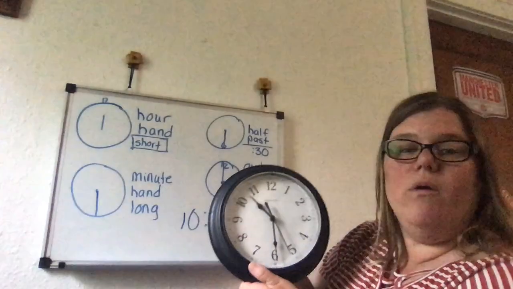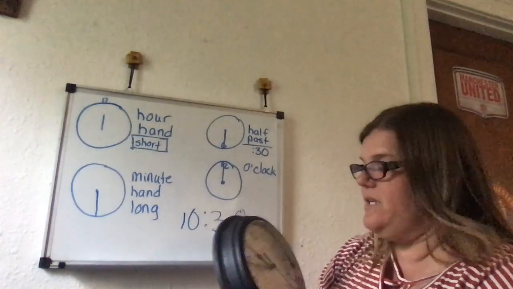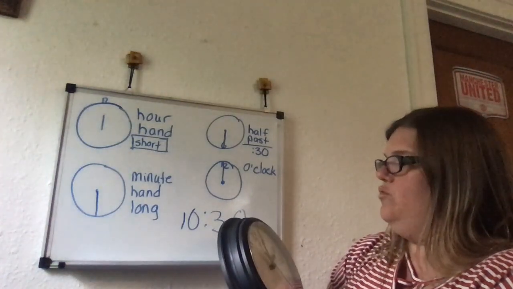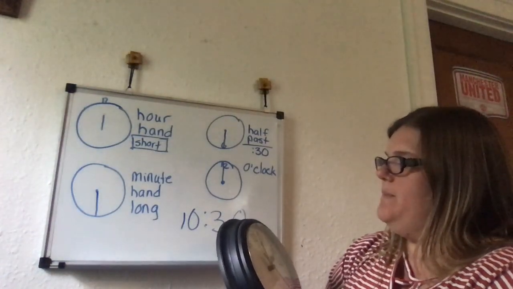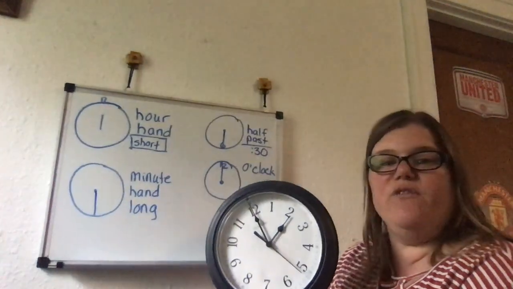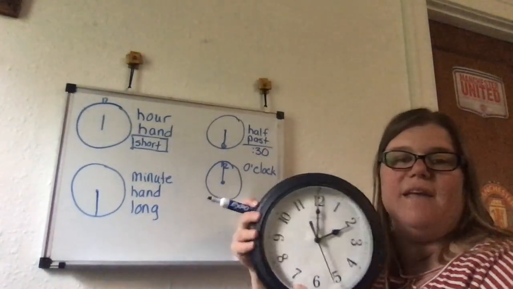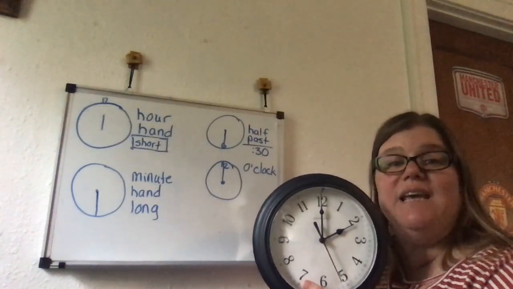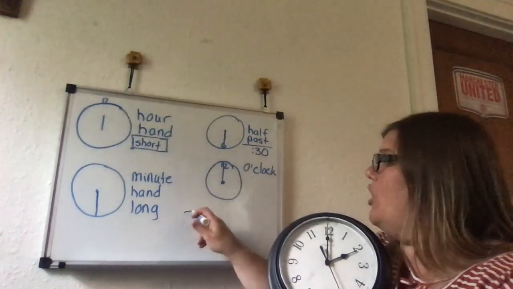All right, let's do another time. Are you ready? I'm moving it around. Ooh, and let's see if I can stump some of you. What time is it? Think for a second. What time does it say? What time is it? Okay, the short hand, the hour hand, is on the 2.